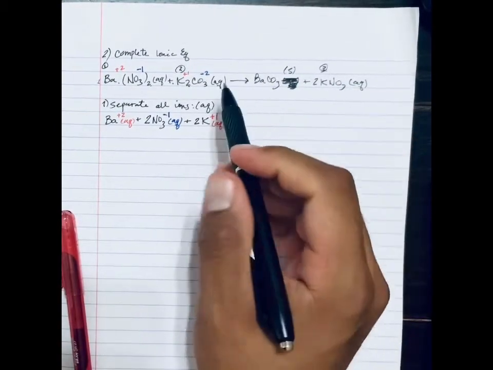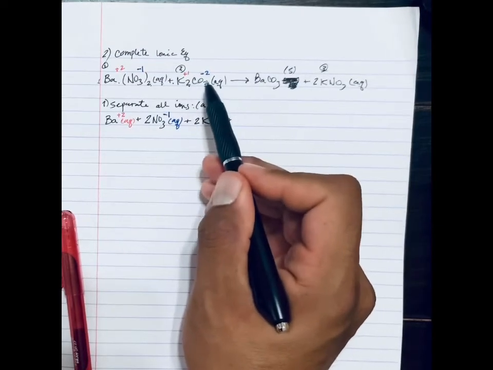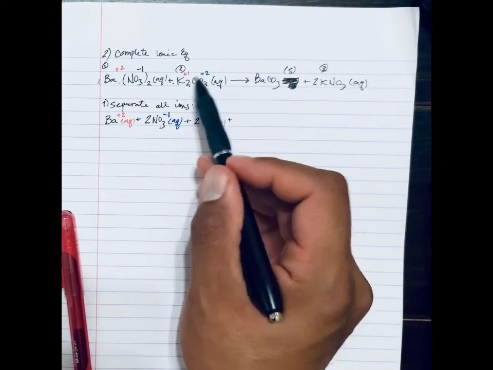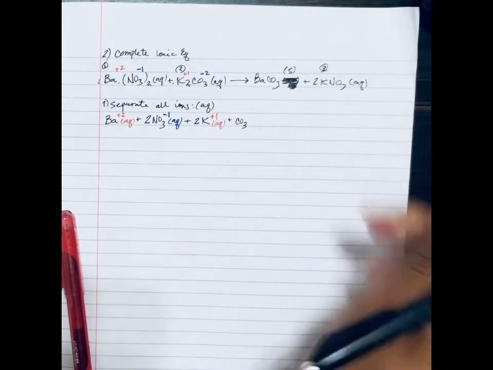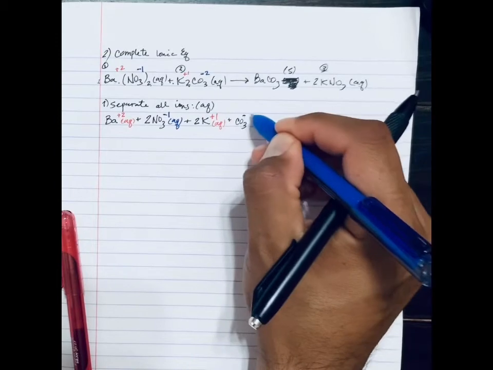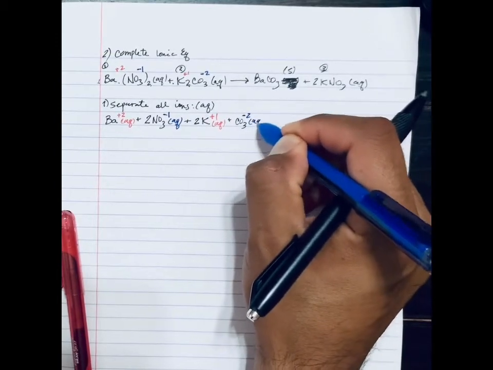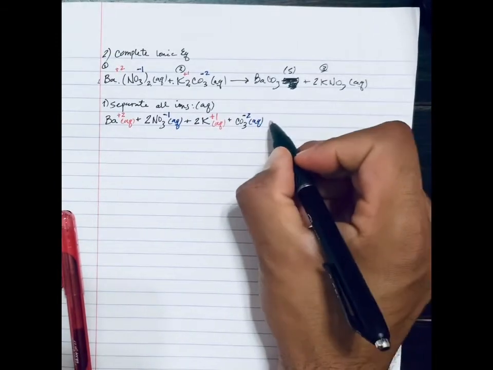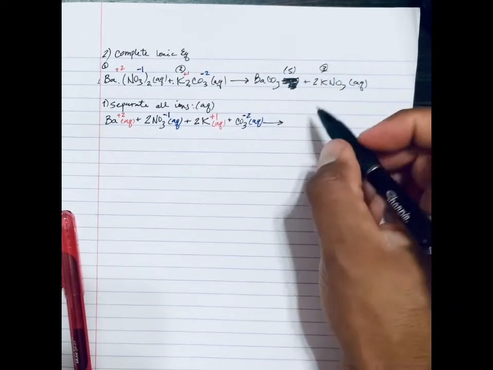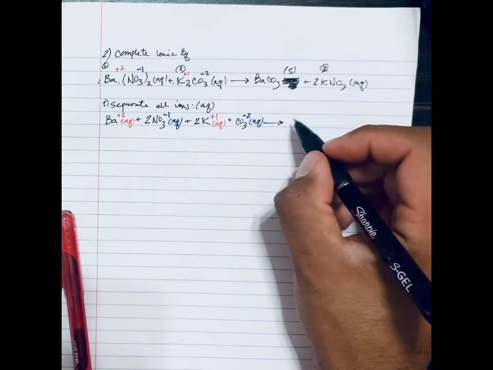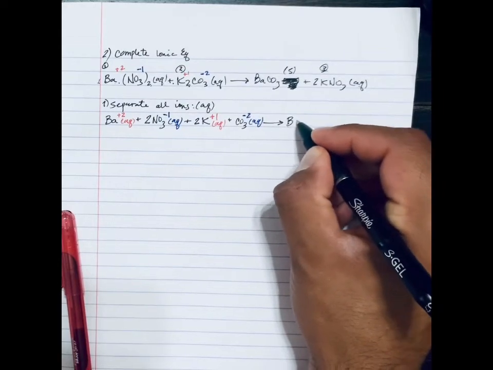plus, this one doesn't have parentheses, so it has 1 as a subscript, times the 1 coefficient, it's just gonna be CO3, -2, AQ, and then of course you have your precipitate here. That one is no longer an ion or in solution, so you're gonna keep it together.